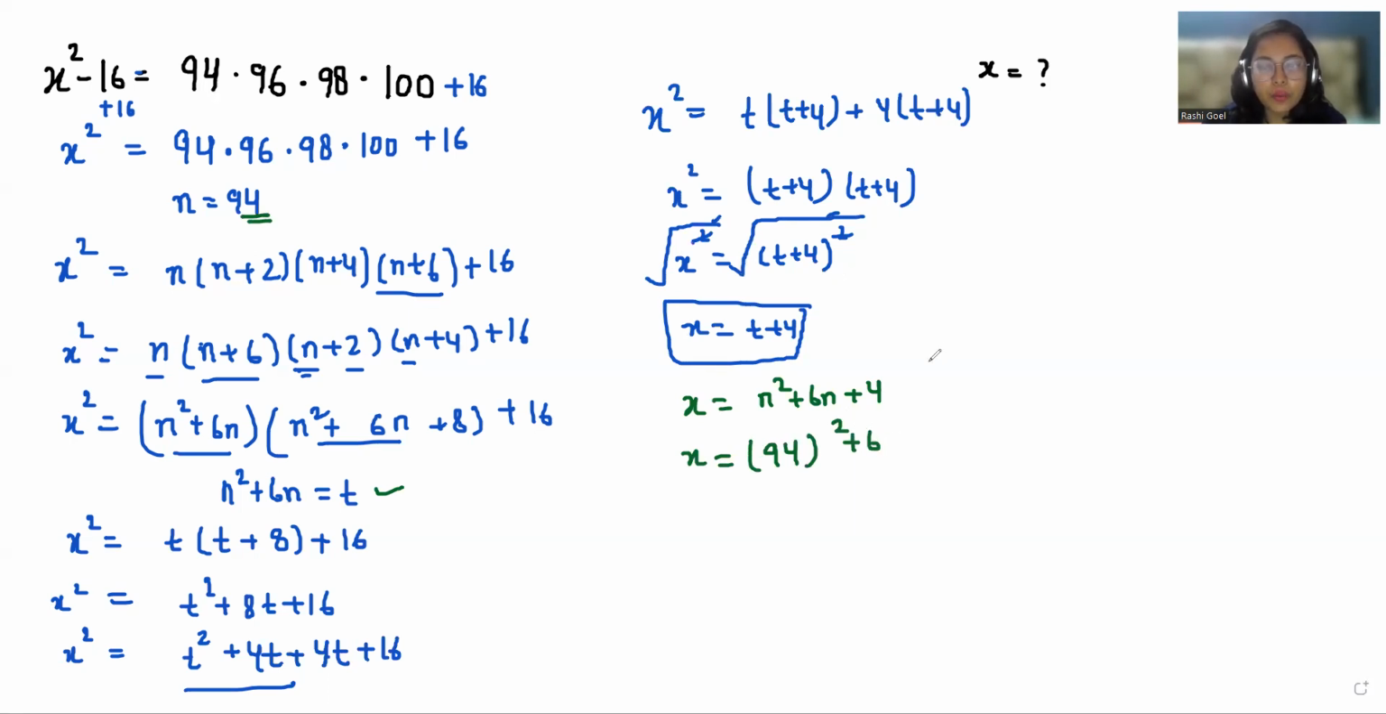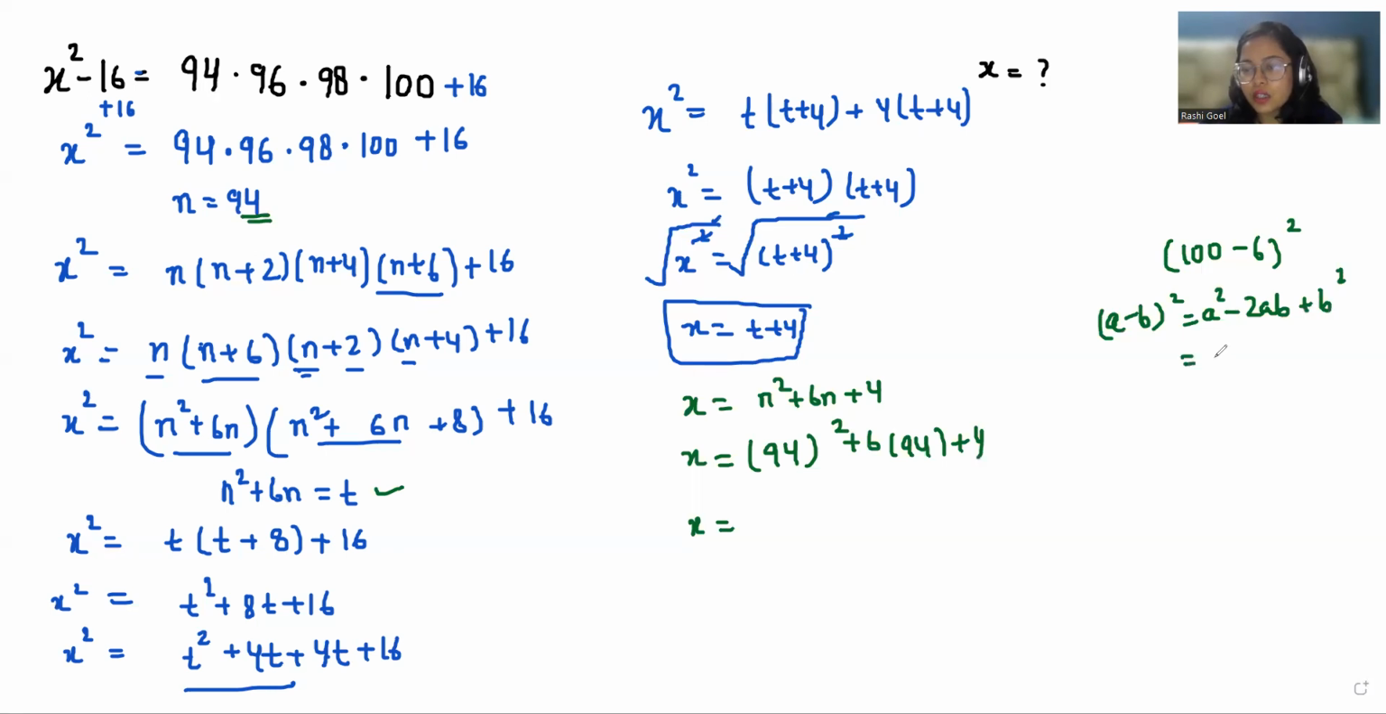plus 4. So x is equal to 94 square. 94 we can write as 100 minus 6 whole square. So here we can use the identity a minus b whole square, that is a square minus 2ab plus b square. So a is 100: 100 square minus 2 times 100 times 6 plus 6 square.